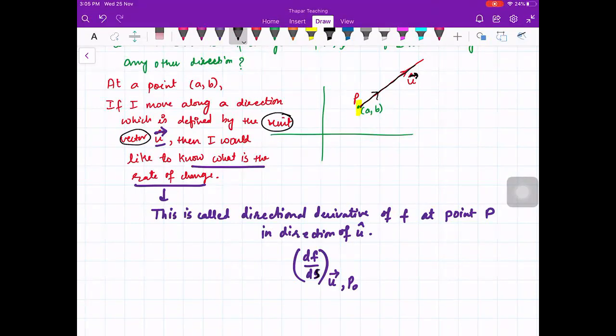So this is the directional derivative of f at point P in the direction of u cap, and the notation is df/ds. You will also write u cap, comma P naught. P naught means the point we are talking about. Suppose this is your P naught. Let us see how we are going to compute this derivative and what this s is.